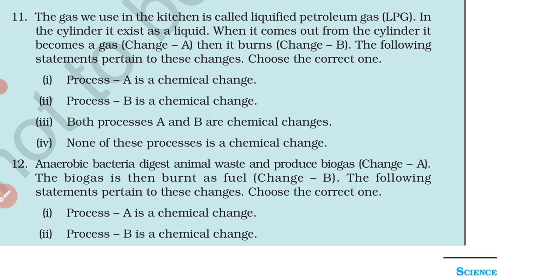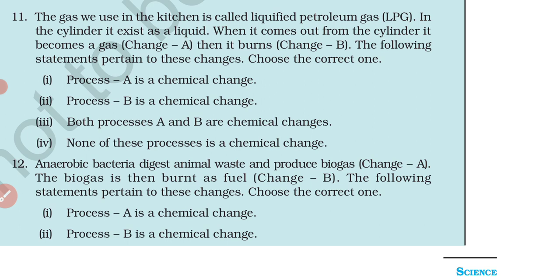So the following statements pertain to these changes. Choose the correct one. Option number 1 is process A is a chemical change. Option number 2, process B is a chemical change. Option number 3, both processes A and B are chemical changes. And option number 4, none of these processes is a chemical change.